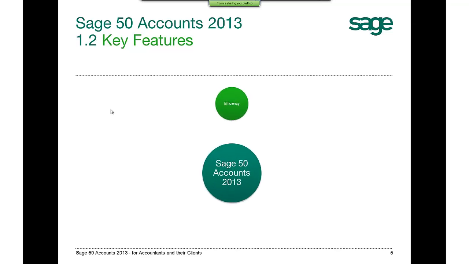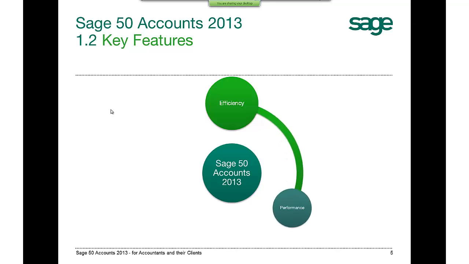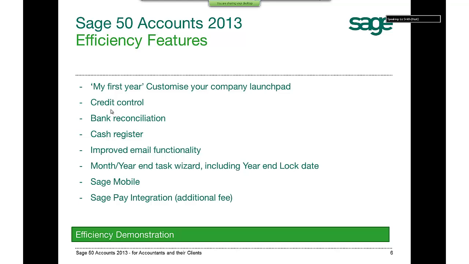So what are the key features of Sage 50 Accounts 2013? Well, it's been enhanced over recent years, and those enhancements fall into 3 main categories, being efficiency, performance and legislation. We'll look at each of these different areas in turn. First of all, we'll look at the key efficiency features within the software.